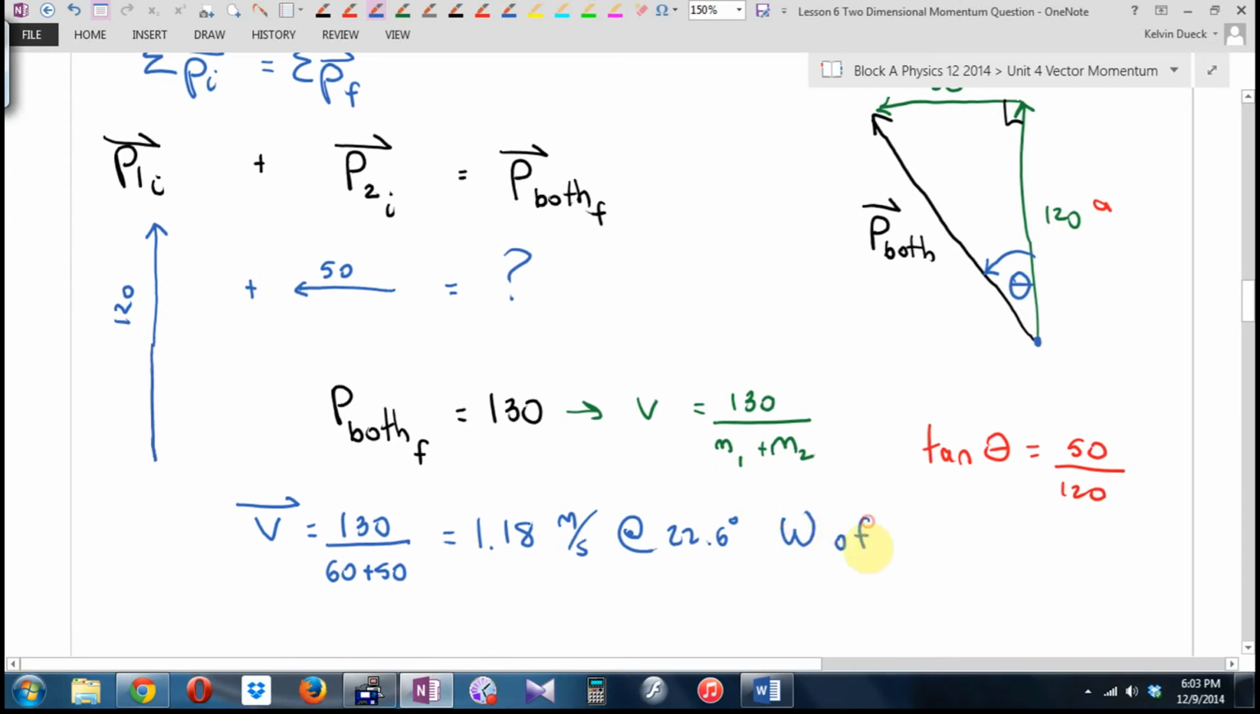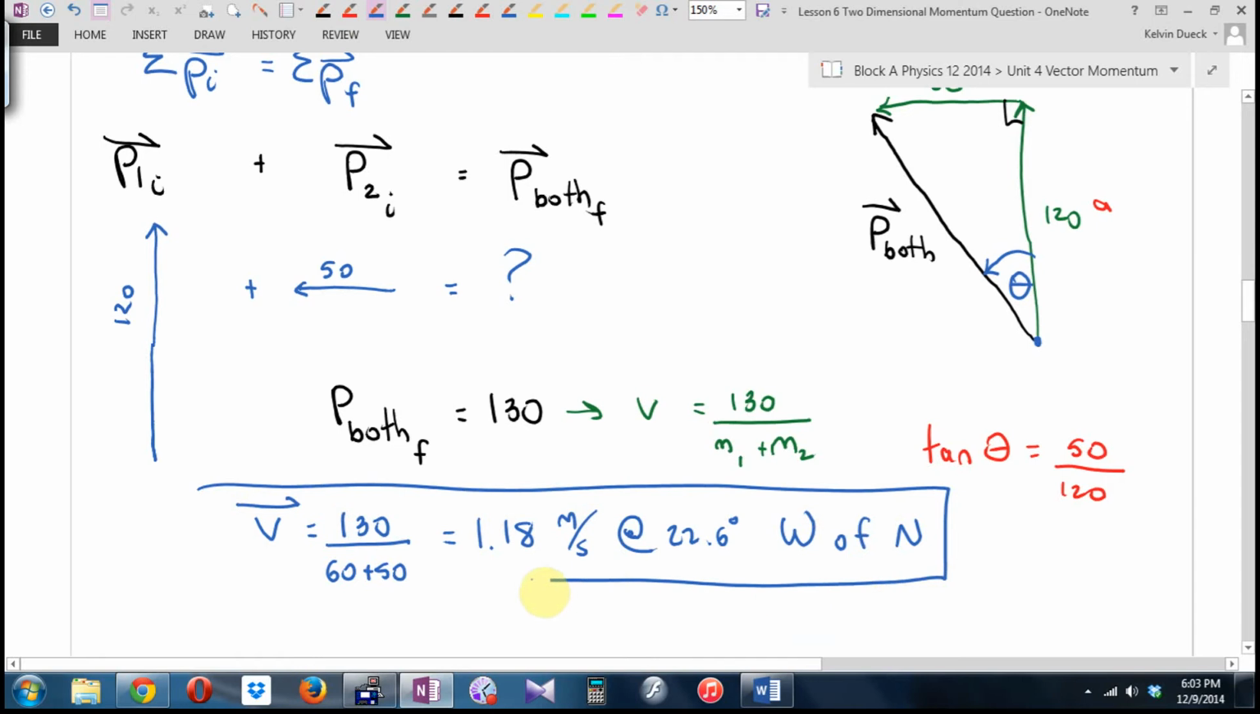West of north. And you can see the amount of work went way up, and that was for a right-angled question. Got to be honest, on your test, on your written section, I'm going to give you at least 2 of these, and they probably won't be right-angled.